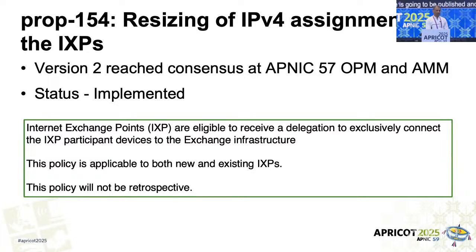The first one is Prop 154, resizing of IPv4 assignment for the IXPs. Version 2, as you remember, reached consensus at the APNIC 57 OPM and then at the AMM, the APNIC member meeting, as well. It's implemented. This policy is for the new IXPs, startup ISPs, and the old ISPs as well. It is not retrospective with the previous policy.